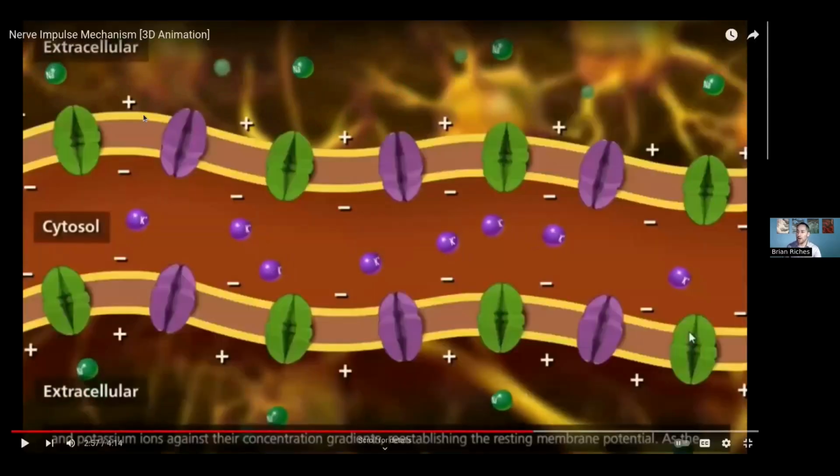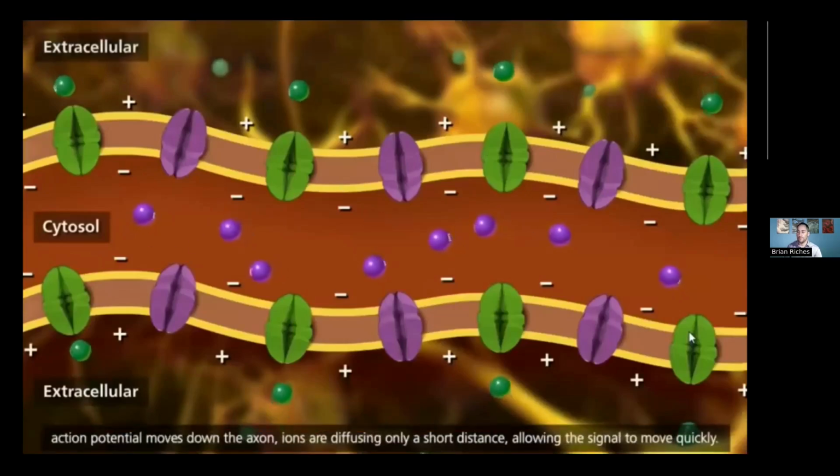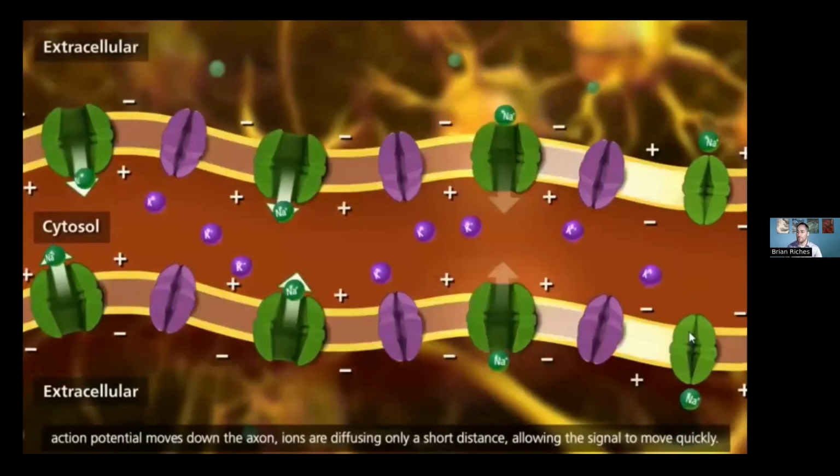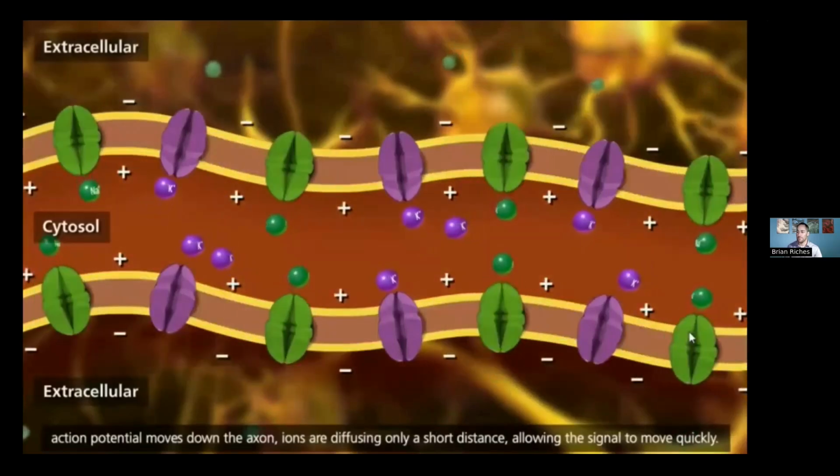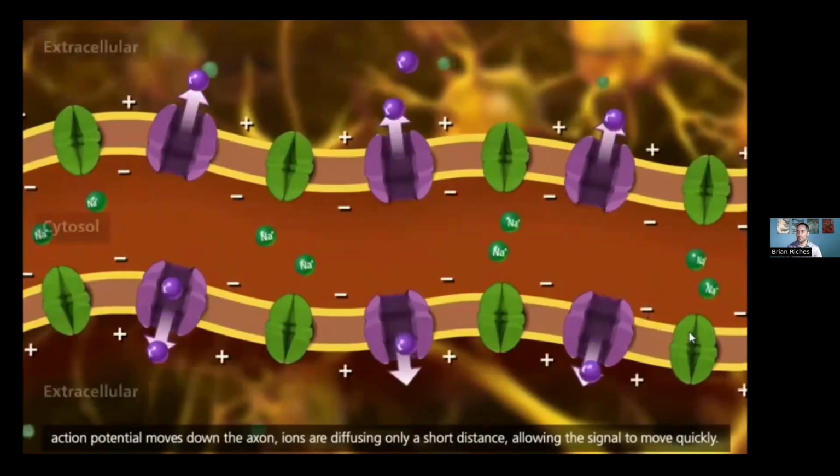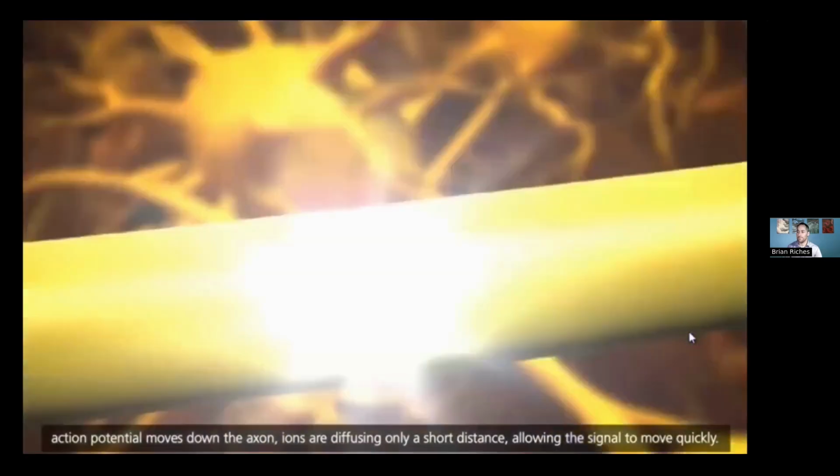So here we've got a good diagram. This is the axon. This is the top membrane. This is the bottom membrane. This is the inside of the axon. This is the outside of the axon. And we will see the chain reaction of it getting a little positive, opening the next gate, getting positive, opening the next gate. And again, that happens very, very quickly. As the action potential moves down the axon, ions are diffusing only a short distance, allowing the signal to move quickly.